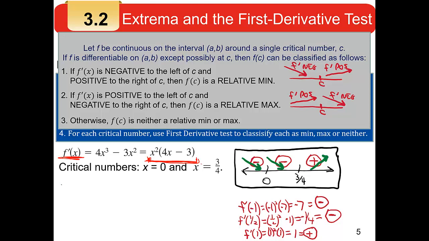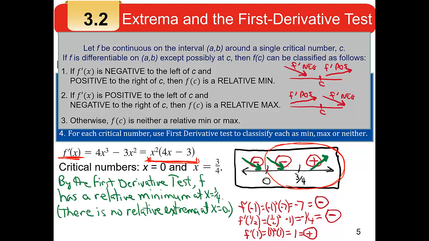If you look back at that behavior, remember that you get the sign of a relative minimum when you get down on the left, up on the right. That's the signature of a minimum. So we know that we found a minimum at 3/4. But there isn't one at 0 because it doesn't go down, up, or up, down. It goes down, down, or up, up, which tells us that there is no relative extrema there. There's no relative max, there's no relative min.